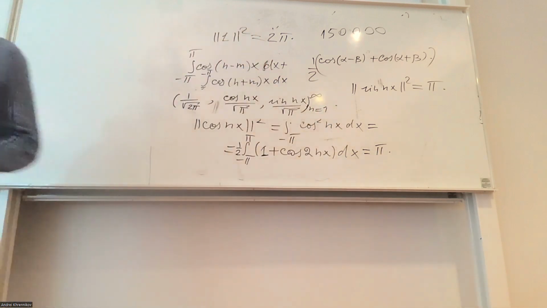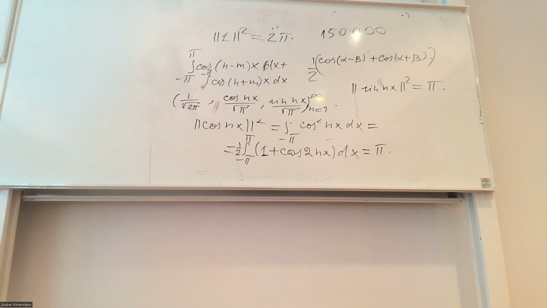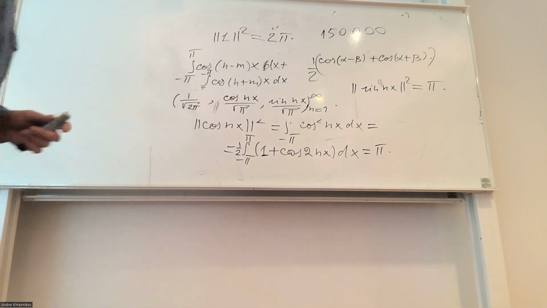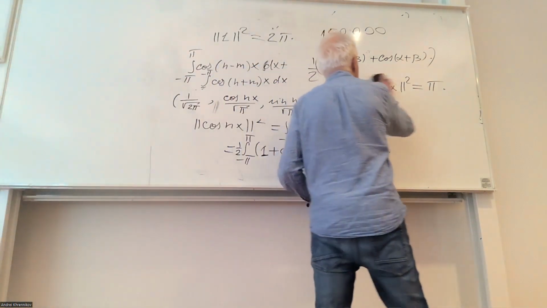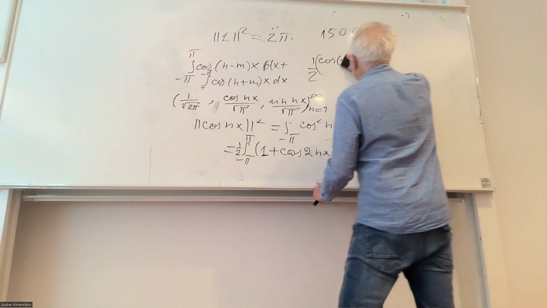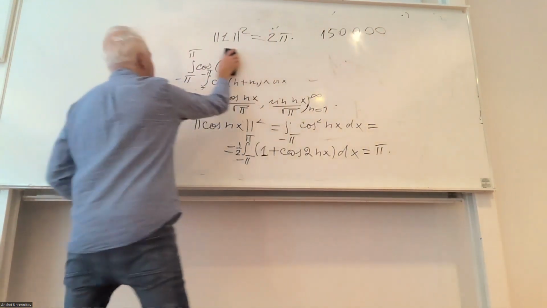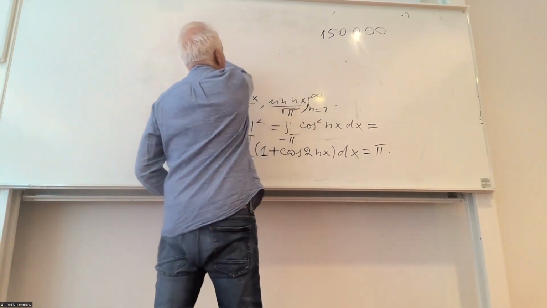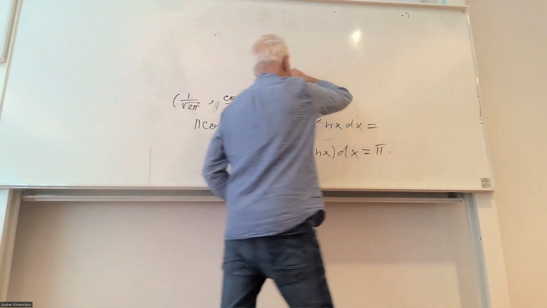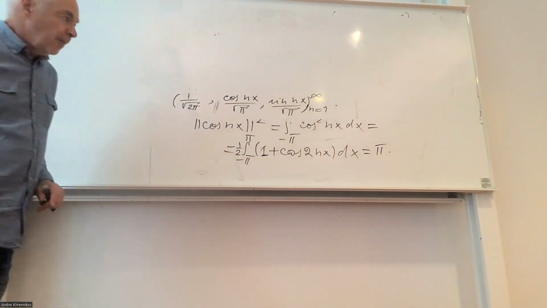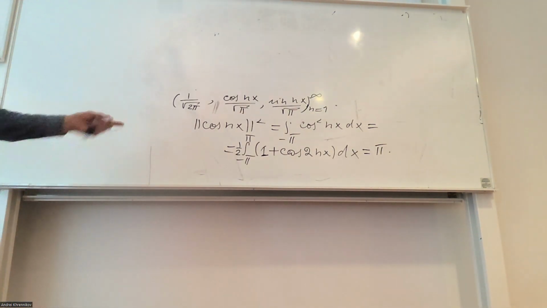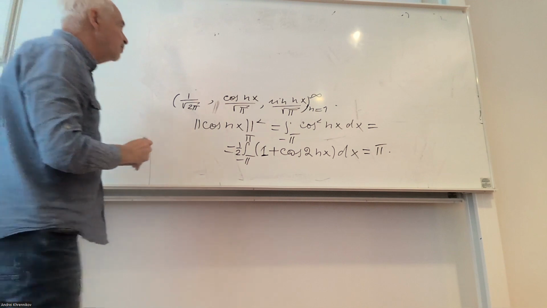So we get this orthonormal system in our space L2 from minus pi to pi. Now we can use this as a basis.